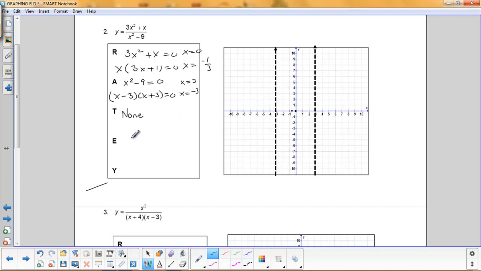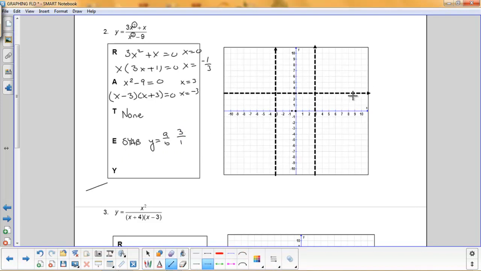E represents my end behavior. I'm looking for the highest degree on top, which is 2, and the highest degree on bottom, so that's S, Y, A, B. That's going to be y equals a divided by b. My number on top is 3. My number on bottom is 1. So I'm going to put a horizontal asymptote at 3.